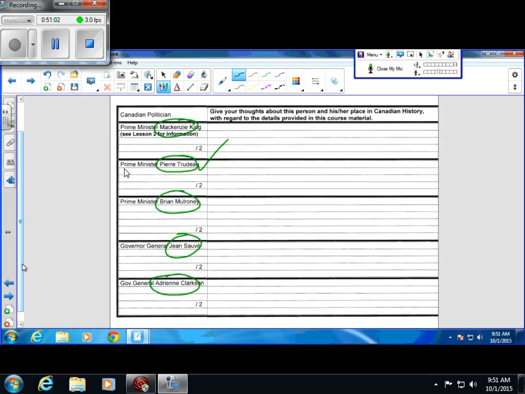Or I can say that Jean Sauvé was an excellent woman because she was the first woman to step up and be the Governor General of Canada. Some examples. Again, each of these individuals is out of 2 marks. I'll explain again next class. I know we're trying to zip through because I want to finish all this today.